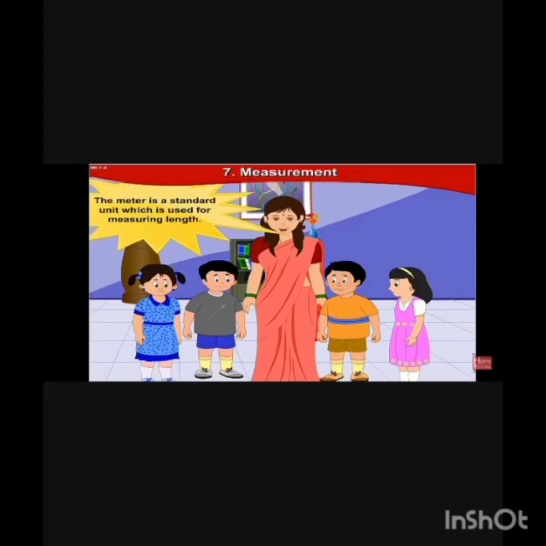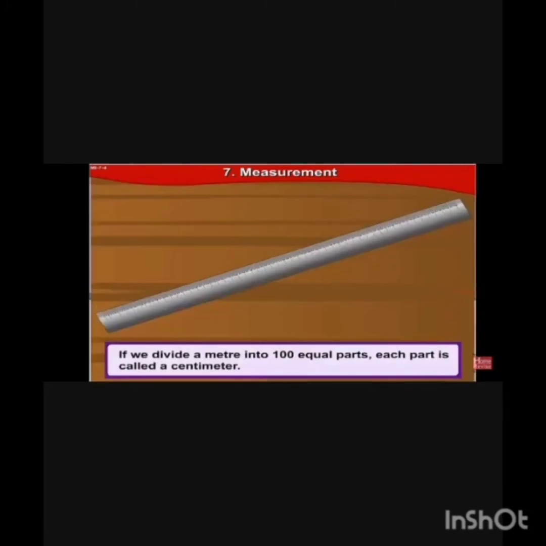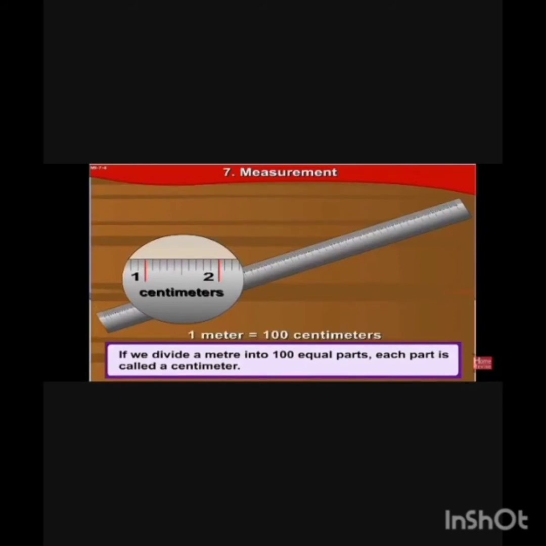The meter is a standard unit which is used for measuring length. If we divide a meter into 100 equal parts, each part is known as a centimeter. So 1 meter is equal to 100 centimeters.